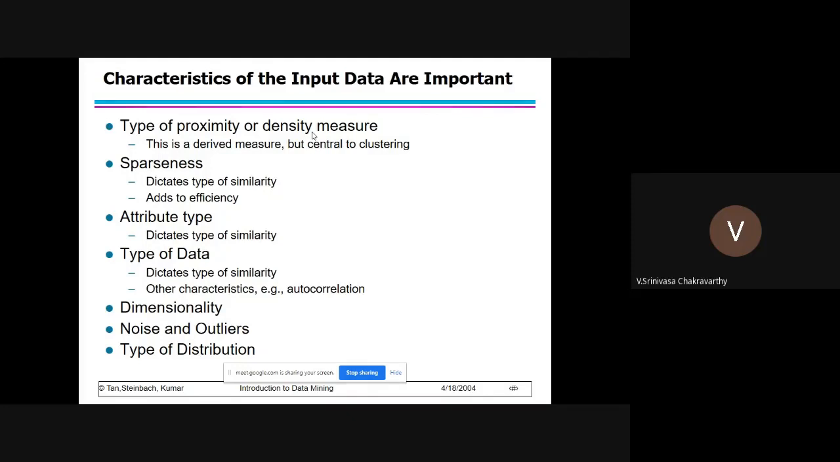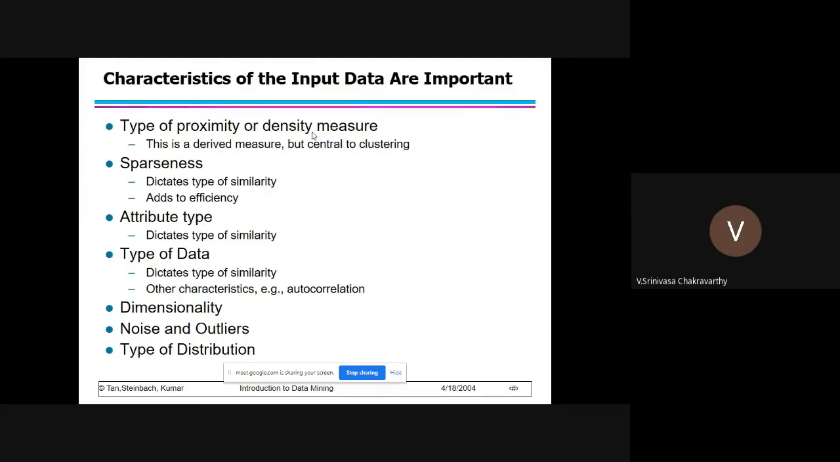For example, the type of the proximity measure or density measure is one important feature. Then there is sparseness. If the data is sparse, that is, if the vectors are sparse, that decides what kind of similarity you have to use. You remember when we said if the data is sparse, you may want to use Jaccard distance or Jaccard similarity and not Hamming distance. That kind of choice also improves efficiency of calculation.